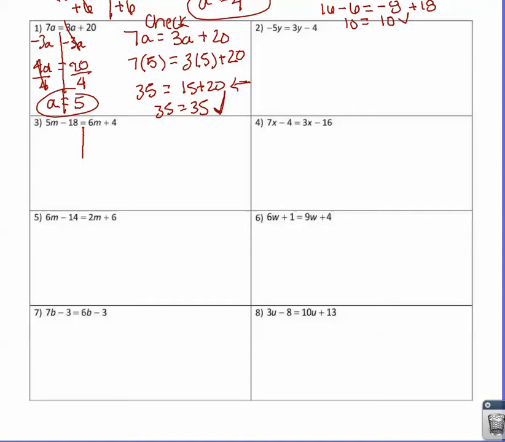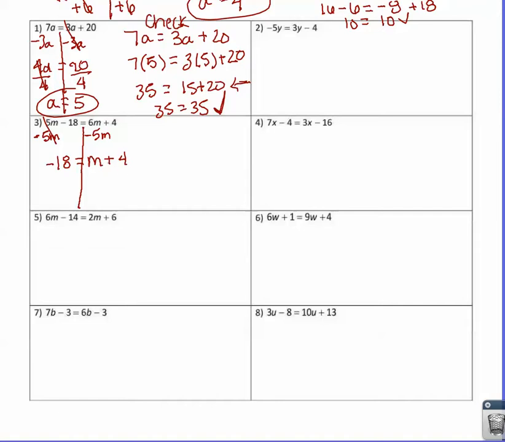In problem 3, I'm going to draw my line. Now I'm actually going to move my 5m to my right side, because I like to keep my variable positive. So if I have a positive 5 here, I'm going to use the inverse operation and subtract 5. Bring everything else down. So you have a negative 18 equals 6m minus 5m is a positive 1m plus 4.